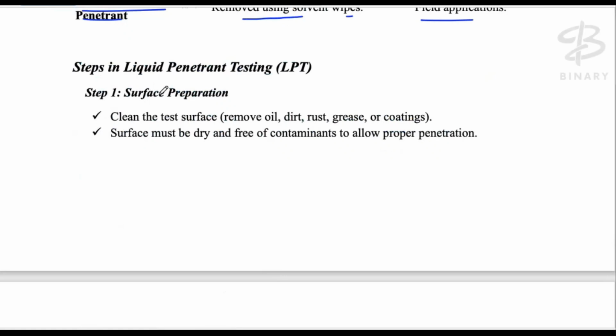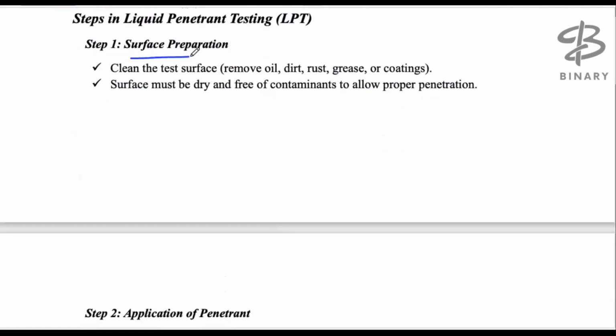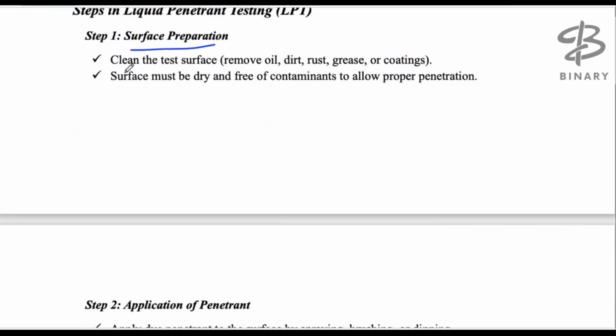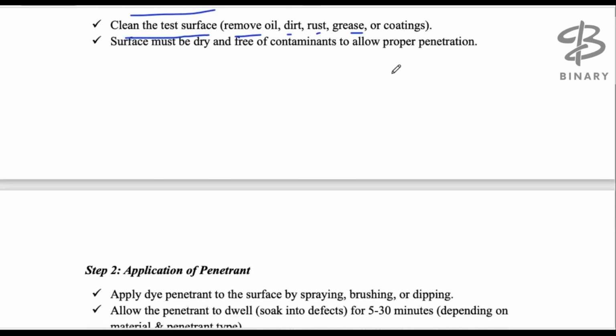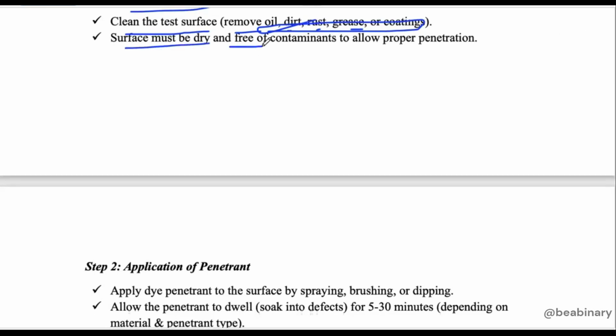What are the steps that we have for LPT? So first one is the preparation. Clean the test surface, remove the oil, dirt, rust, grease, or coatings. If there is something among these on the surface, we have to remove that. First, the surface must be dry and free from contaminants to allow proper penetration. So for that, we must have our surface finish in a proper way, so that the penetration would be easy.